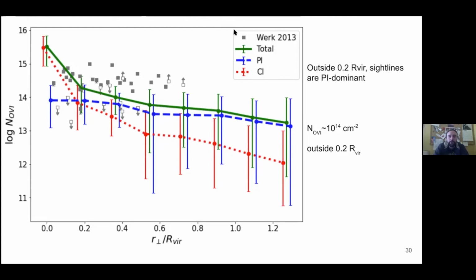So comparing this to COS-Halos with Werk 2013 is sort of ill-advised in some ways, because COS-Halos data is at lower redshift than redshift 1, so we have to keep that in mind. But the main reason I want to show it here is to show that most of the detections that we get are further out than 0.2 Rvir. So if this structure is right, these outer ones are probably mostly photoionized, these inner ones are probably mostly collisionally ionized. So that can help us maybe interpret the COS-Halos results.